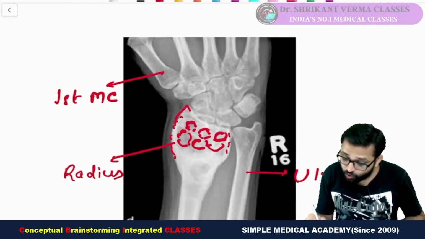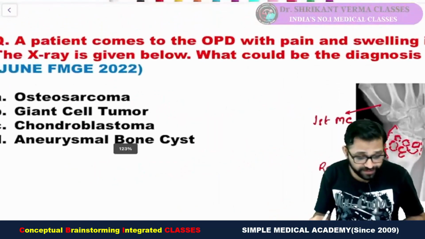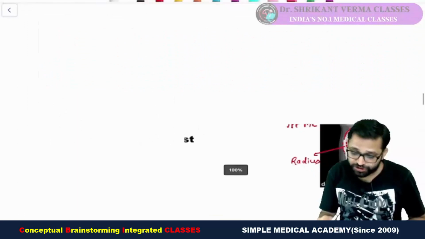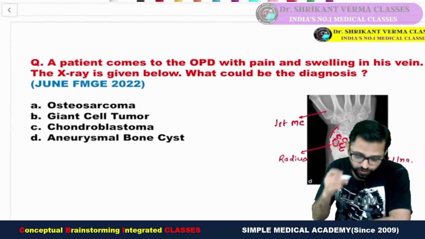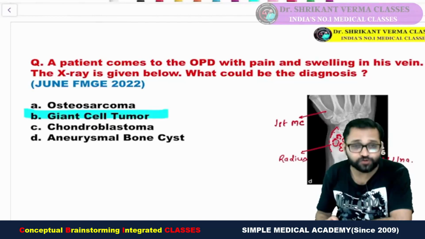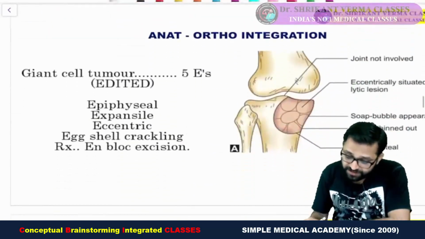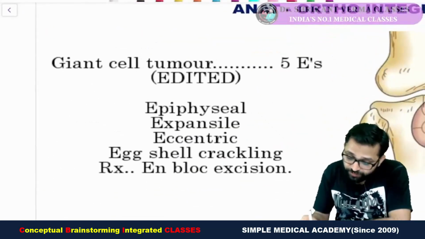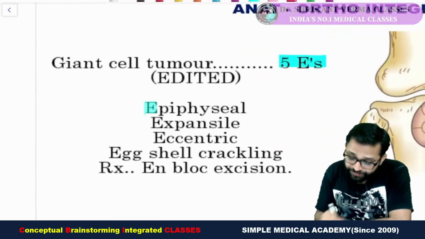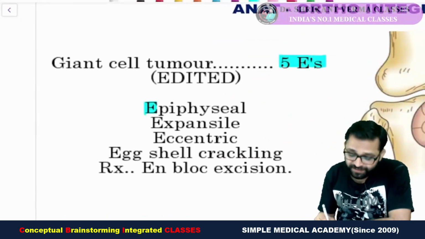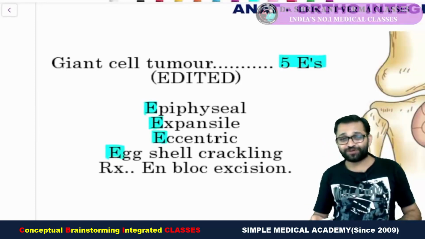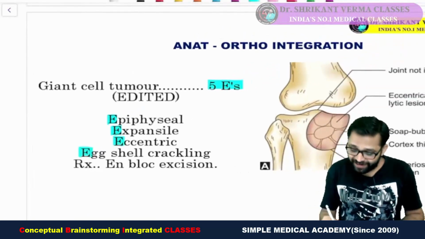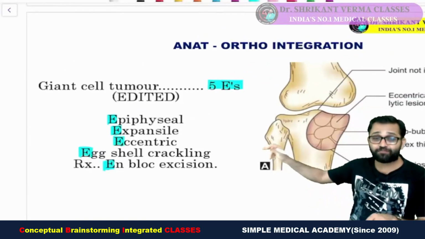appearance. This is our soap bubble appearance, which is found in, tell me, this is the ortho question. Yes, Debanjan, you are correct, beta. Preeti Rani, you are also correct, beta. This is your giant cell tumor. Now see here, this is the giant cell tumor. What you have to remember, 5E. E for epiphyseal tumor. Yes, E for expansile mass, E for eccentric mass, E for when you palpate this tumor, you will get the eggshell crackling, and for the treatment we are performing the en bloc excision.